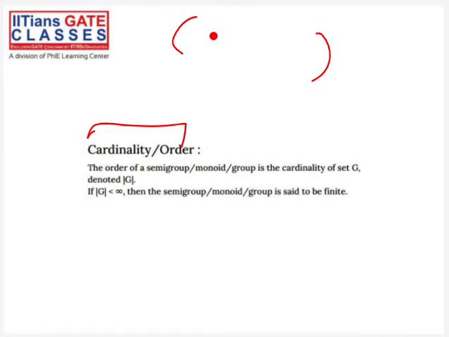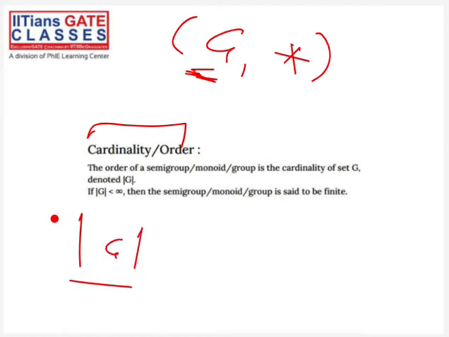So if you have a base set G and some operation, then the number of elements in this G is known as the cardinality or order of the group. For example, the order of a semigroup or monoid or group is basically the cardinality of this base set G. So this is a simple definition. Of course, this G can be infinite, like when we take the set of natural numbers along with the star operation.